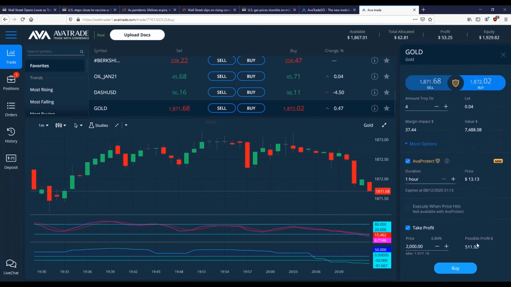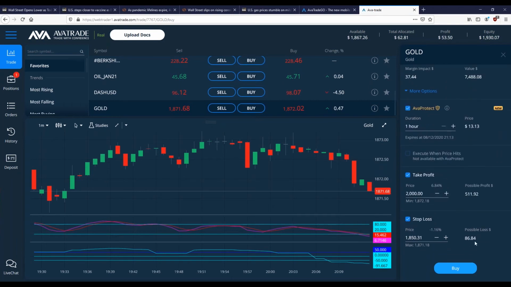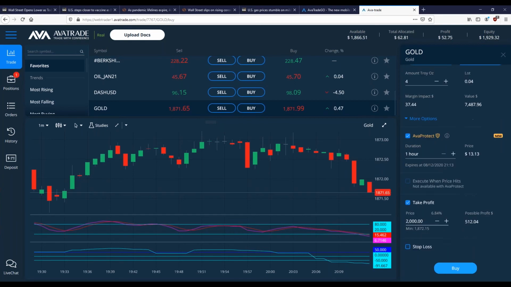Okay, now what if I say, you know what, I'm afraid it'll hit that price and then go up. I don't want it to hit my stop loss and then it goes the right way and I lose even though it went the right way. So I say, well, maybe I'll use AvaProtect then. Instead of putting a stop loss right now, maybe I'll just say, I'm going to hold this trade for 2 days. I only have to pay $48 and change up front for that protection for 2 full days.